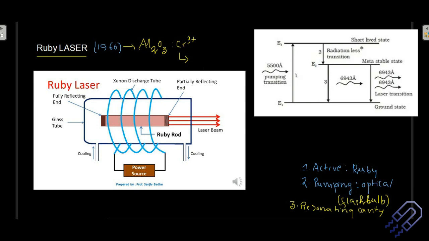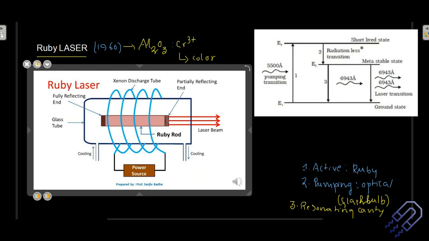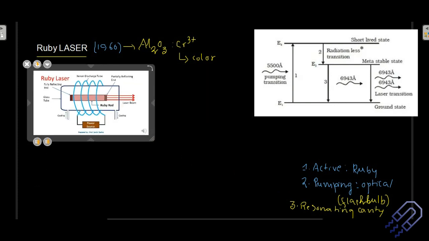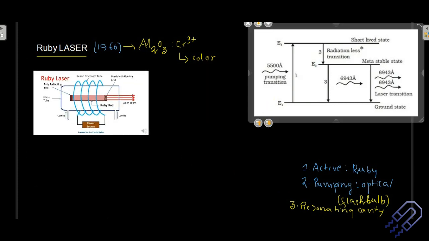Helium neon and ruby laser wavelengths are close, so they have different shades of red. This chromium is actually responsible for the color of the ruby laser. So we have the resonating cavity, and once you have explained the resonating cavity, you have finished the construction part. Now let's try explaining the energy level diagram.